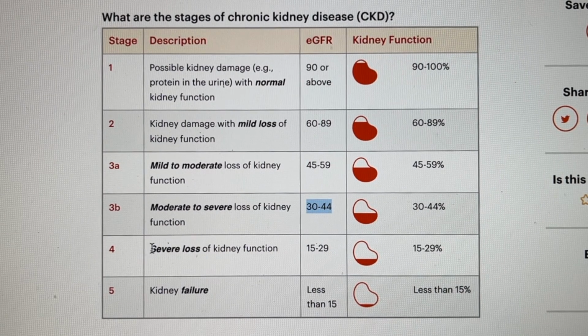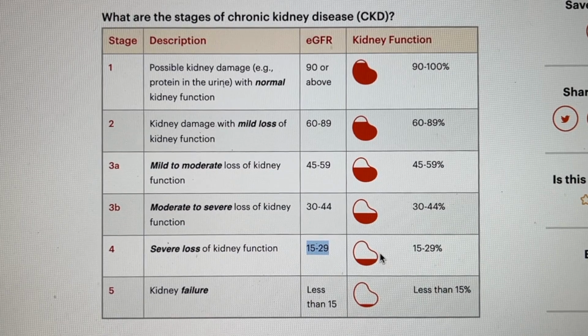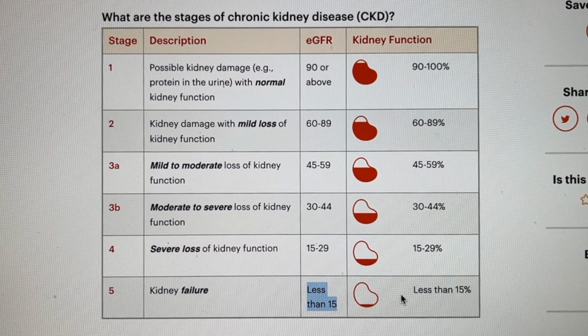In stage 4, we have severe loss of kidney function. Our kidney is now only able to filter 15 to 29% of the blood, and it is working really hard. Stage 5 is complete kidney failure. We have less than 15% of the blood being filtered.